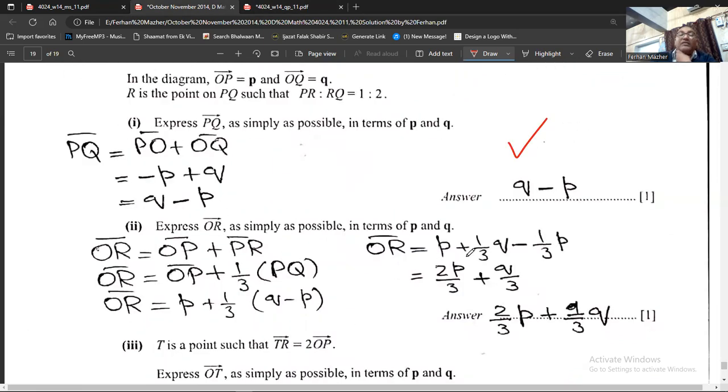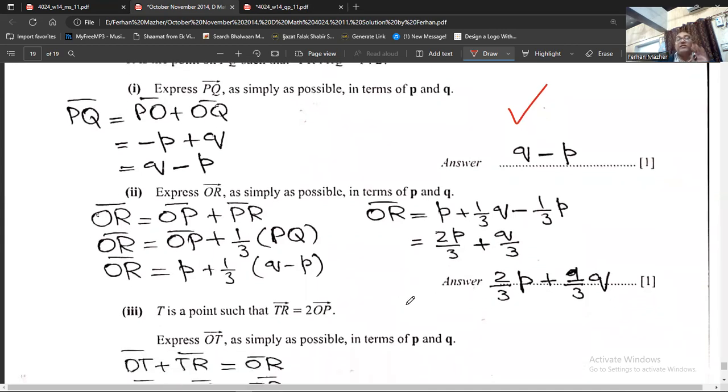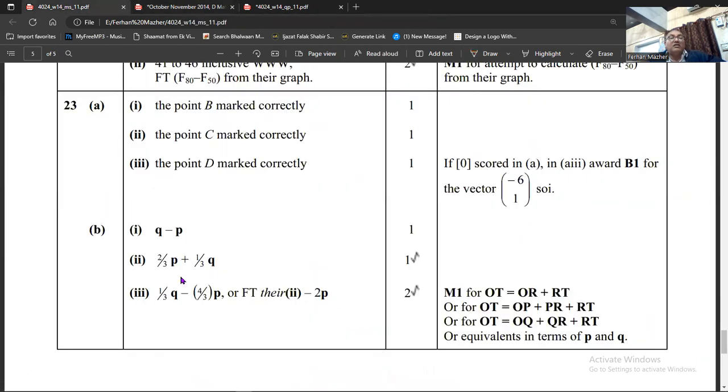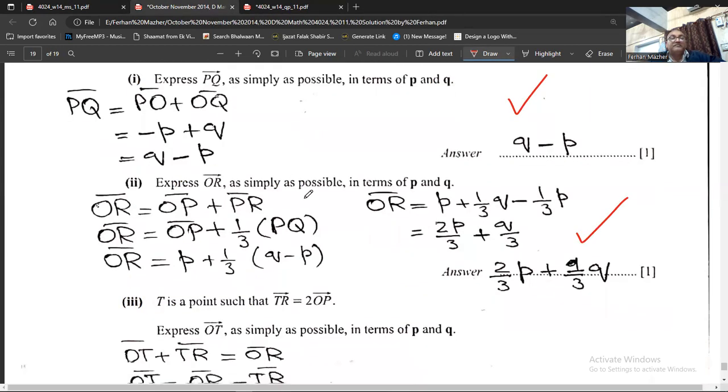And so OR will be equal to p plus 1/3 q minus 1/3 p. So this will become 3 minus 1, that is 2p/3 plus q/3. So 2/3 p plus 1/3 q. So this is my answer. So our answer is right.